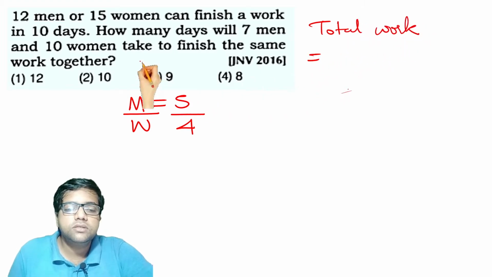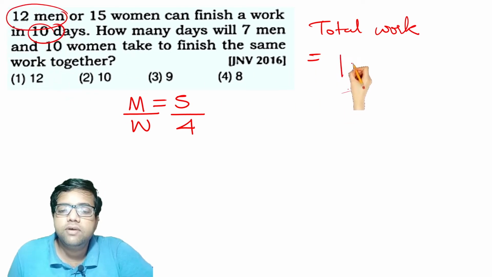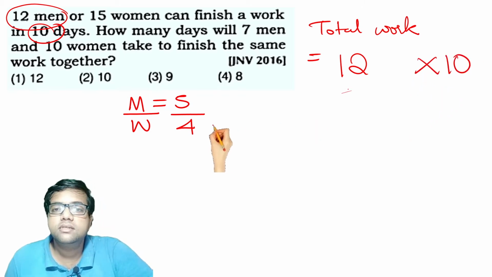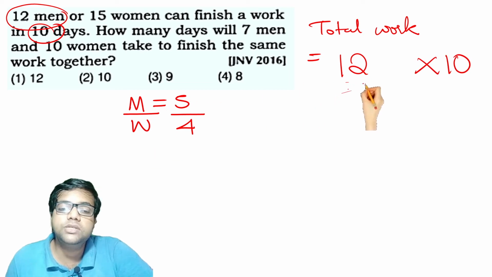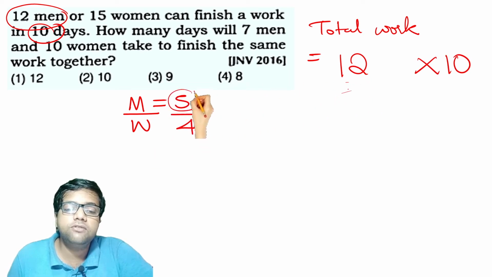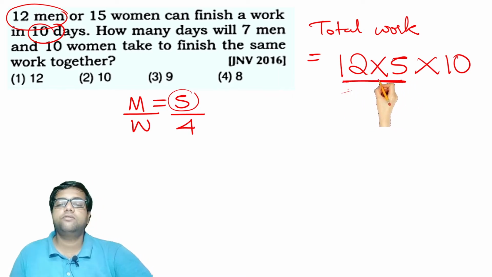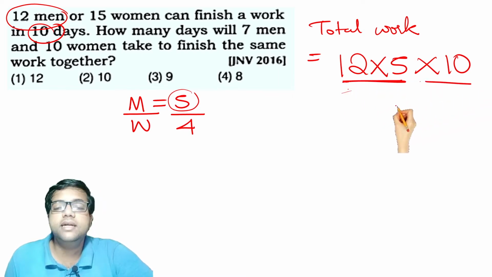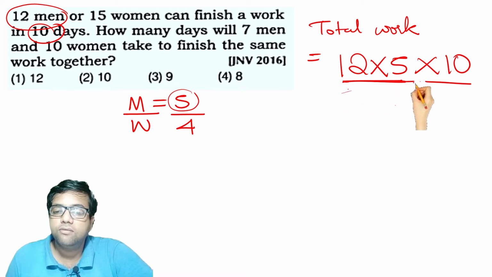The total work here is, suppose we consider 12 men. 12 men are working for 10 days, right? So that is the total work. But what is the unit with which each man is working? Each man is working for 5 units. So this is the everyday work of 12 men and they are working for 10 days.